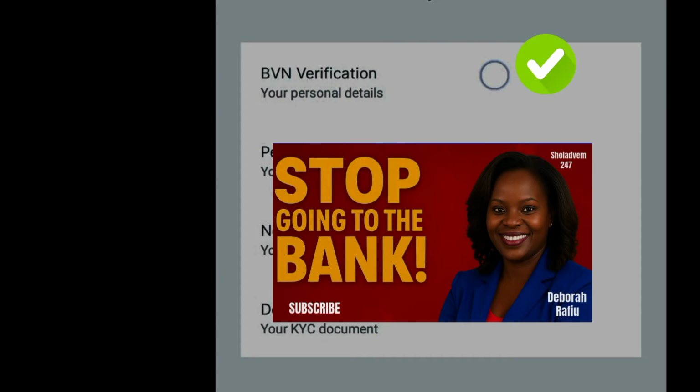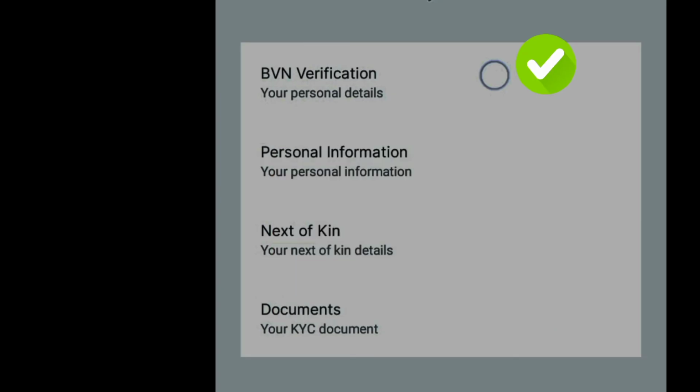Every details you have on the next slide, make sure you fill them correctly. Then after that, you click on save and continue. It will take you to the next interface where you will need to submit the correct details of your next of kin. So your next of kin might be your husband, your sister, your brother, or your mother. It depends on who your next of kin is.